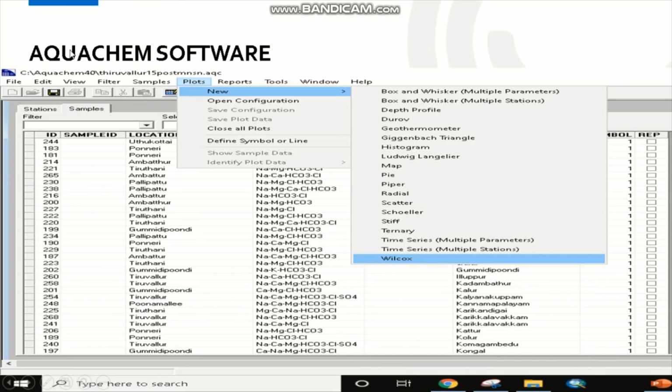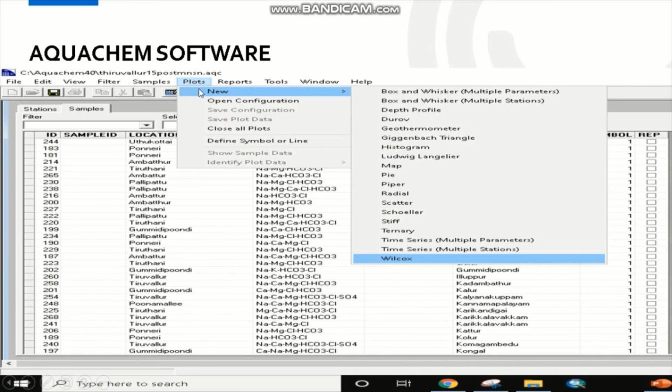So here you can see the Aquachem software. This is the Aquachem software. I have given some samples of how it looks like. So this is the location over here. Karika, these things are there. Kallur, Kadambatur, Kollur is given over here.